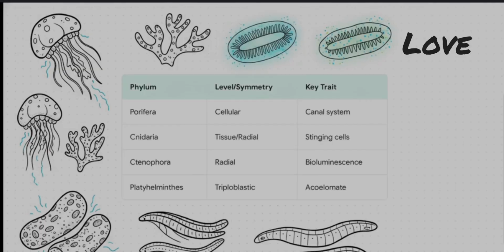They also have radial symmetry, but they boast a seriously cool quirk: bioluminescence. Yeah, they literally glow in the dark. Finally, wrapping up this group, we have Platyhelminthes, the flatworms, which are triploblastic but still acoelomates, meaning no body cavity, which is exactly why their bodies are so distinctly flat.